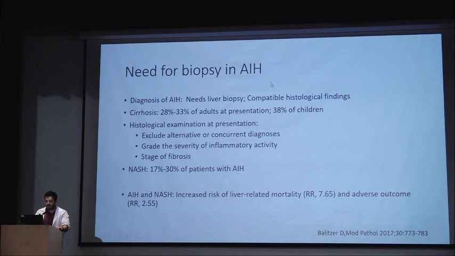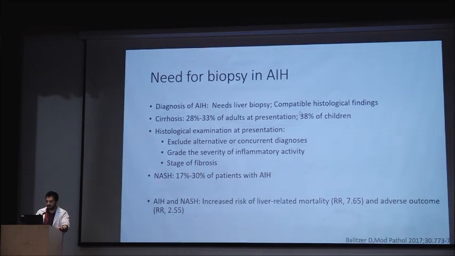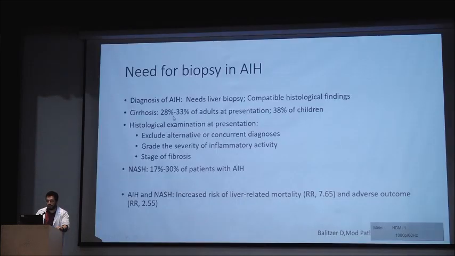So why is the biopsy needed in autoimmune hepatitis? The diagnosis of autoimmune hepatitis needs a liver biopsy with compatible histological findings. Cirrhosis at the time of diagnosis can be seen in up to one-quarter to one-third of adults at presentation and approximately 40% of children. Histological examination at presentation will help in excluding an alternative or concurrent diagnosis, grading the severity of the inflammatory activity, and staging the fibrosis. Concomitant NASH can be associated with autoimmune hepatitis in 17 to 30% of the population, and the presence of both diseases increases the risk of liver-related mortality and adverse outcome.